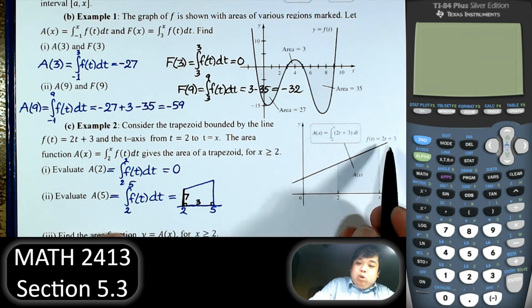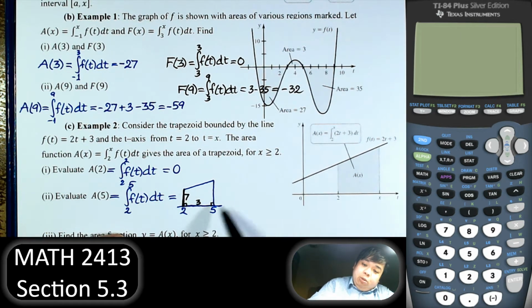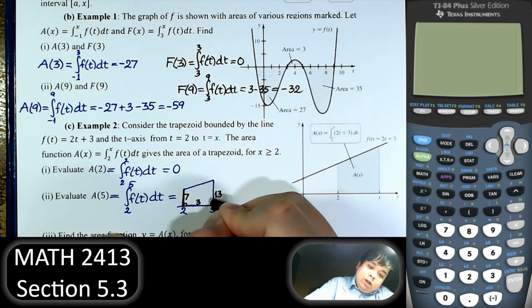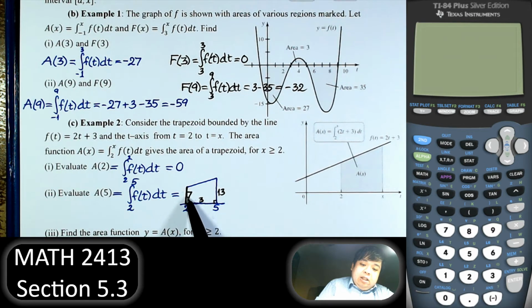Right? If we put 2 in here, 2 times 2 is 4 plus 3 is 7. If we put 5 in, 2 times 5 plus 3, that's 13. So we have the area of a trapezoid. 7 and 13 are the bases, 3 is the height.